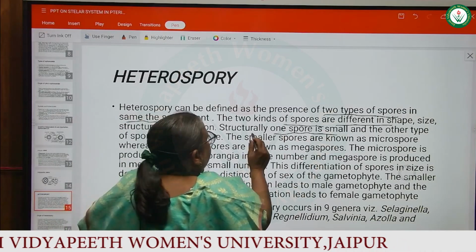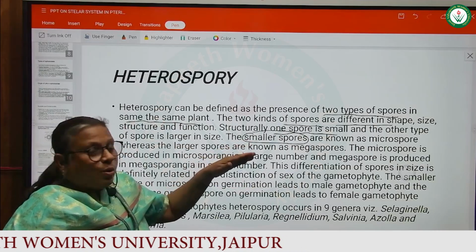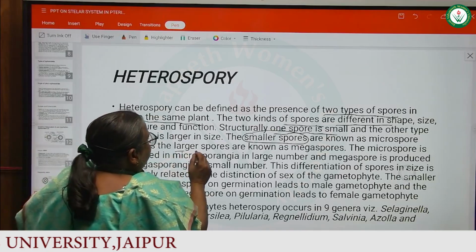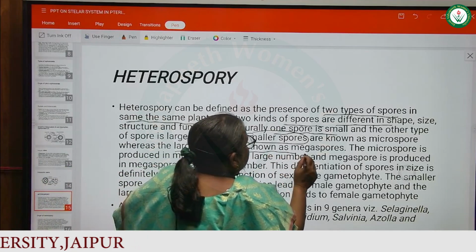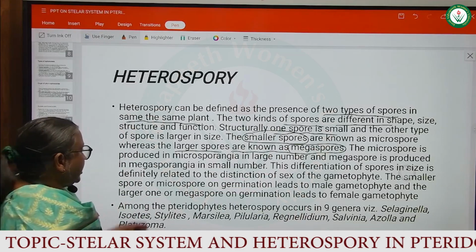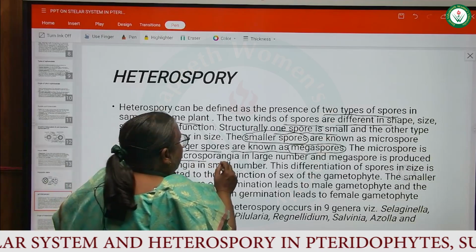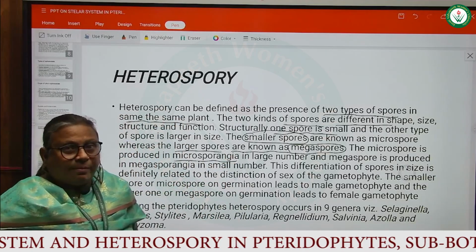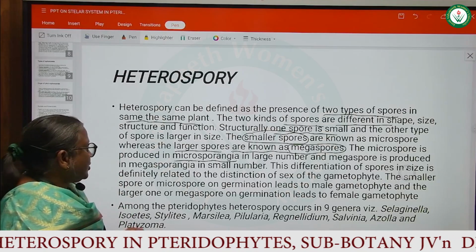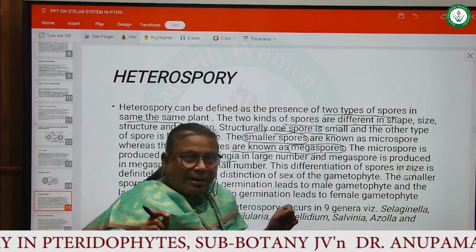So the smaller spores are known as microspores and the larger spores are called megaspores. The microspore is produced in microsporangia in large number and the megaspore is produced in megasporangia in a small number.